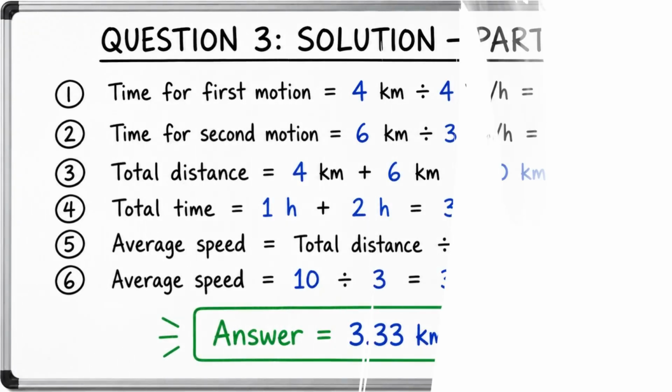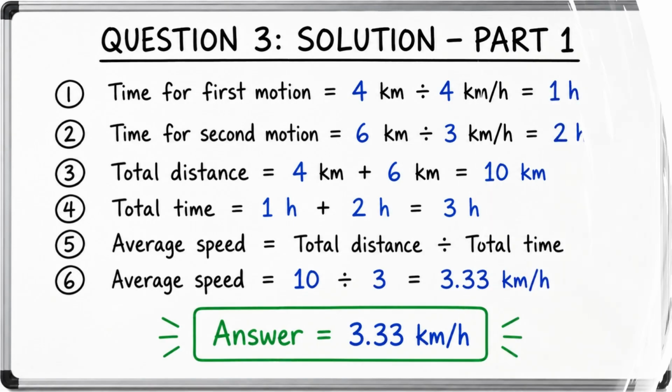First, let us find the time for each part of the journey. For the first motion, time equals distance divided by speed. So 4 kilometers divided by 4 kilometers per hour gives 1 hour. For the second motion, 6 kilometers divided by 3 kilometers per hour gives 2 hours. The total distance is 4 kilometers plus 6 kilometers, which is 10 kilometers. The total time is 1 hour plus 2 hours, which is 3 hours.